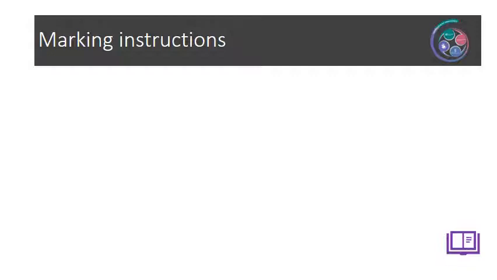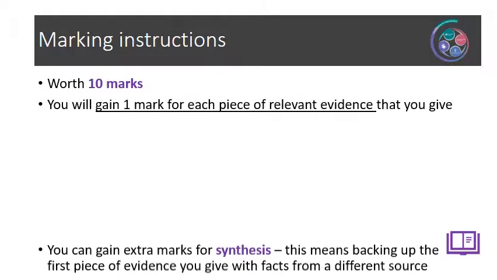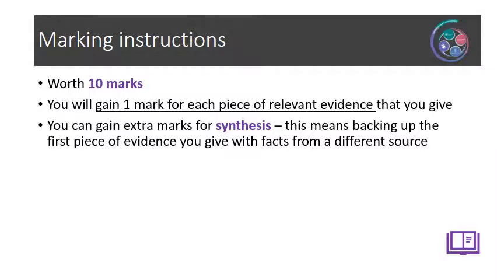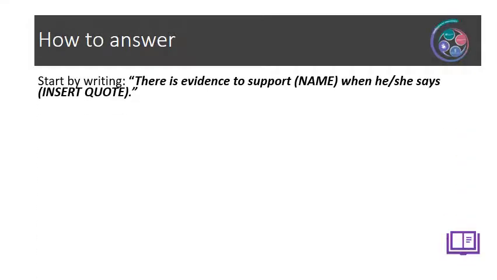The marking instructions then suggest that, again, 10 marks, you will get 1 mark for each piece of relevant evidence that you give, and you can gain extra marks for synthesis, again combining evidence, linking your second piece of evidence to the first piece of evidence. So how do we answer support and oppose questions? Well, we begin by writing there is evidence to support, and then give the name of the person making the statement when he or she says, and then insert the quote within the statement. This will be more obvious when we go on to look at an example question in about a minute's time.